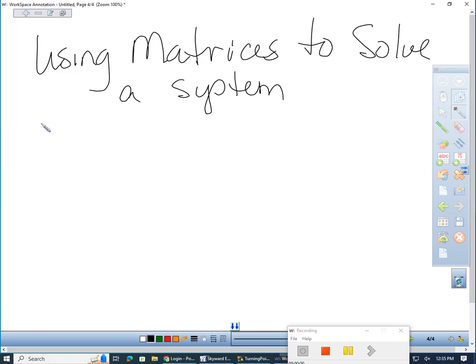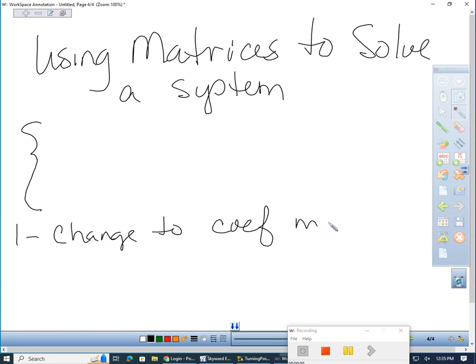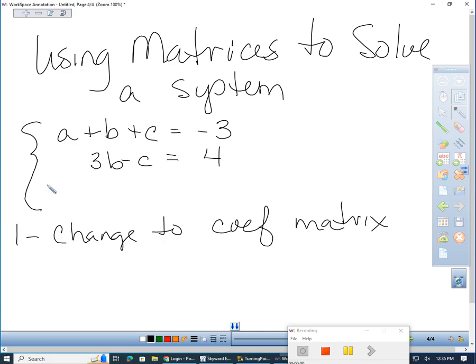First, we're going to change this system into a coefficient matrix. So step 1, change to coefficient matrix. All right, and maybe this system is A plus B plus C equals negative 3. 3B minus C equals 4. And 2A minus B minus 2C equals negative 5.